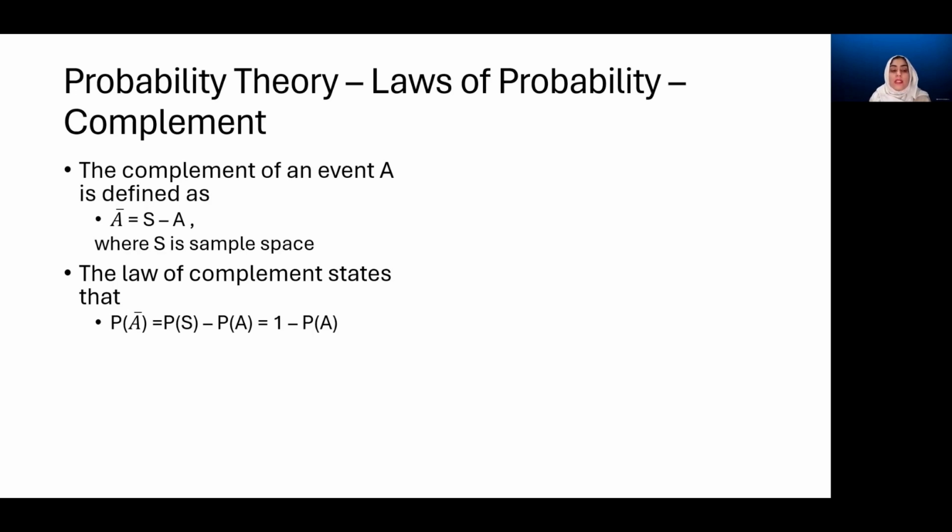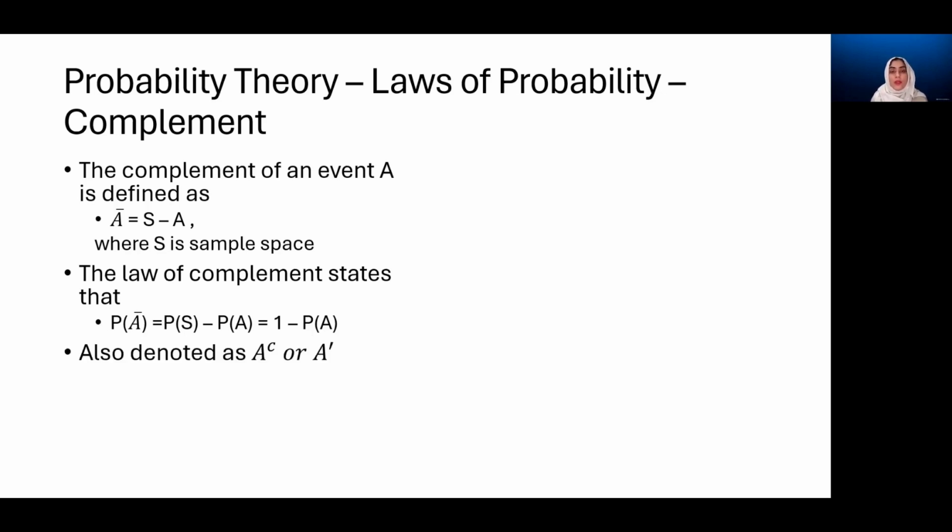The law of complement states that the probability of A complement is equal to the probability of the sample space, which we know is 1, minus the probability of event A. So eventually, for any event for which we need to find the complement, the probability of the complement of this event is going to be 1 minus the probability of that event.